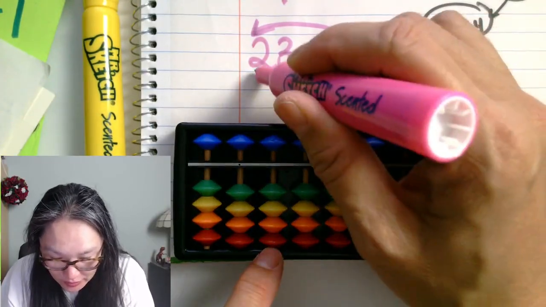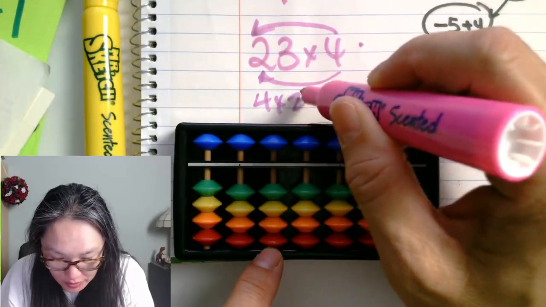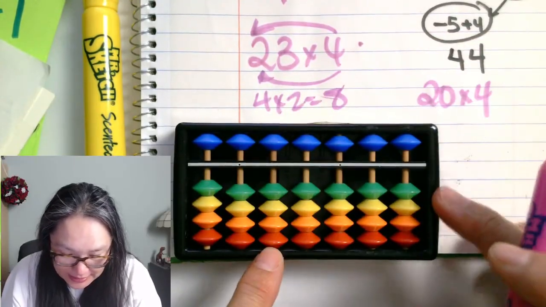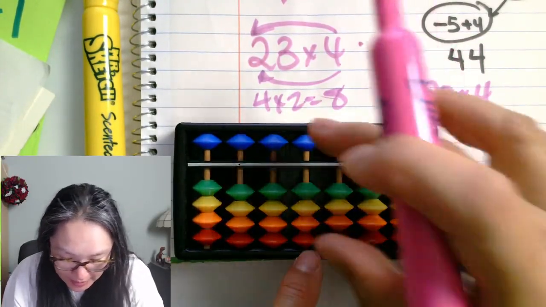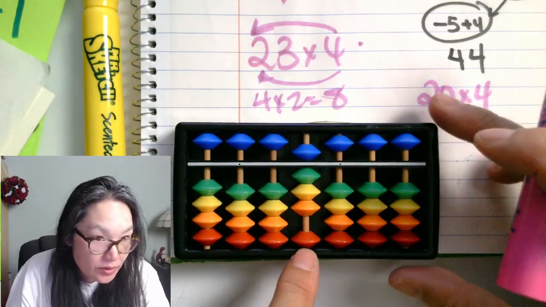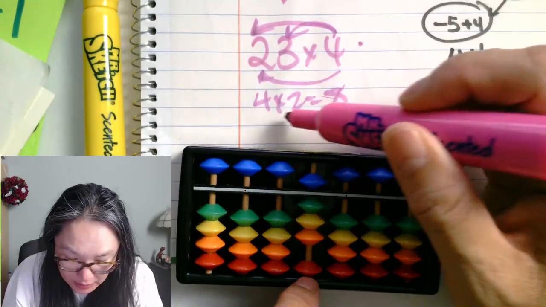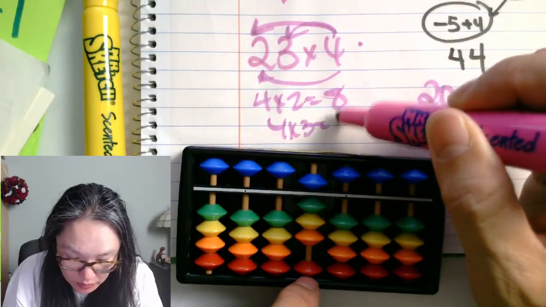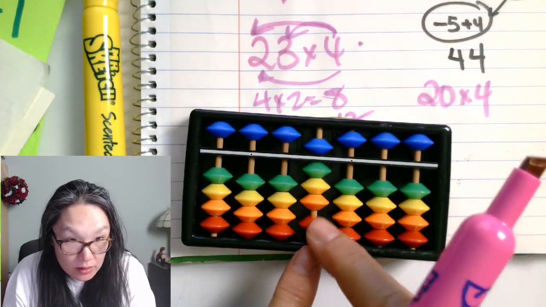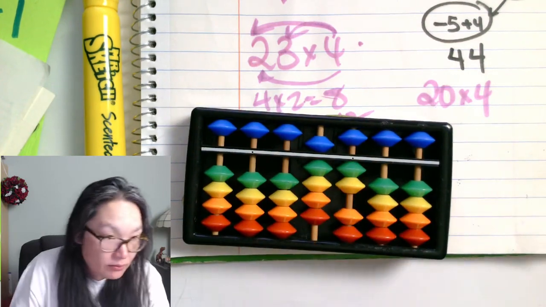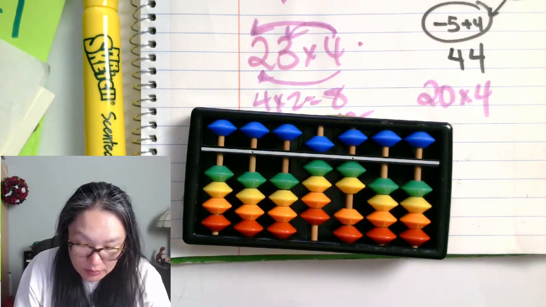So what are we going to do? We just do 4 times 2. 4 times 2 is 8. 8 is a single digit. I go back one column, I add my 8. And then all I got to do is 4 times 3. 4 times 3 is equal to 12. So I add my 1, I add my 2. That's it. That's multiplication.